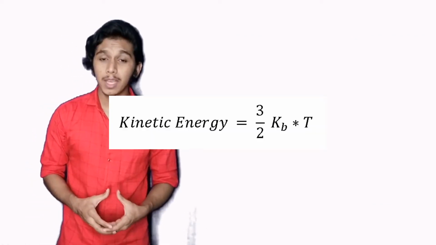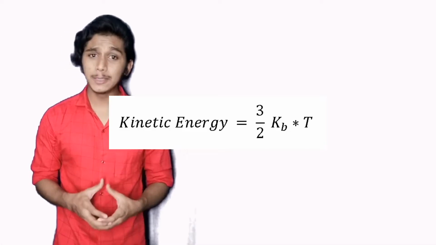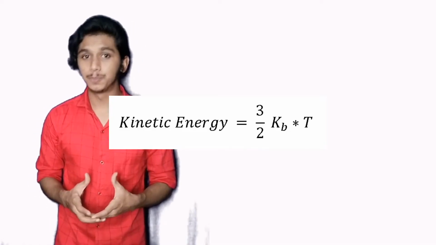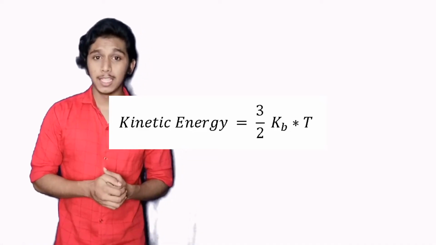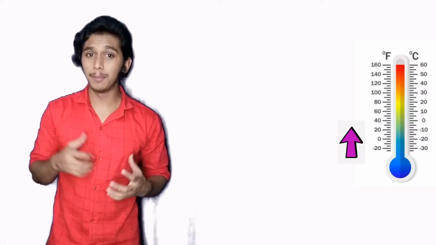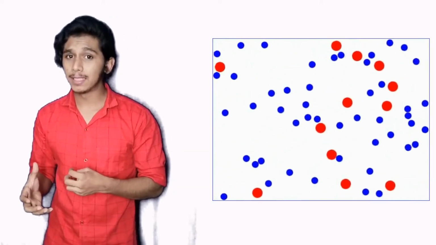Now let's take a kinetic theory approach to this, and we can say the average kinetic energy of a single spherical atom is equal to 3/2 times kB times T. Here we can see the relation: the kinetic energy is directly proportional to the temperature. If we increase the temperature, the kinetic energy will increase. That means the molecules are moving fast or vibrating very fast.